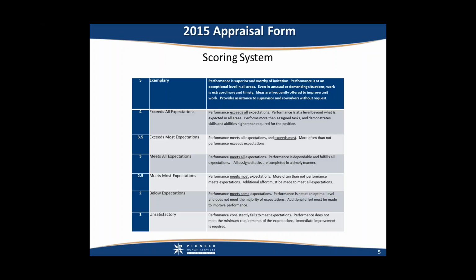And just to review 5, performance is superior and worthy of imitation. It is exceptional at all levels in all areas, even in unusual or demanding situations. The work is still extraordinary, timely and exemplary. Ideas are frequently offered to improve unit work, and superior assistance is provided to supervisors and coworkers without request. So this is a lofty ideal to attain. It's very important that if you are contemplating ranking an employee a 5, that you provide sufficient detail and examples to support such a score.